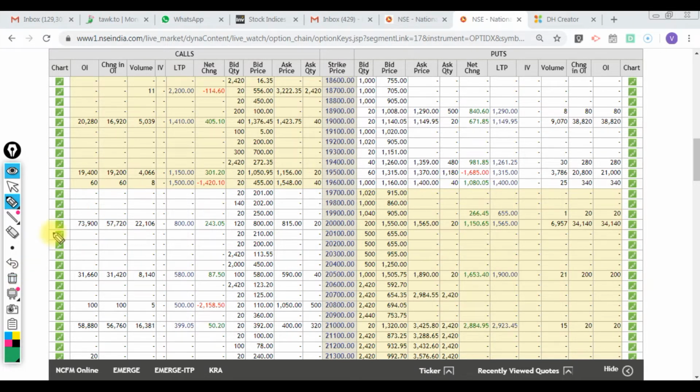As per this option table, 20,000 is the first resistance here. Above this 20,000 there is no proper resistance. And here you can see 19,000 is our first support, so this can be taken as S1. The correct picture will come only tomorrow. Tomorrow only we can see build up of options in different strike prices. So this is of no use as of now.